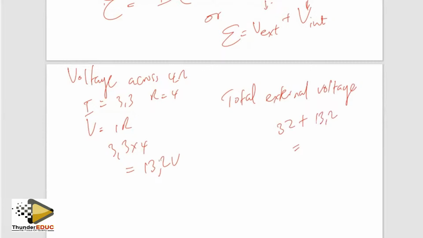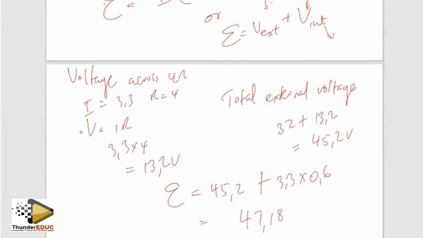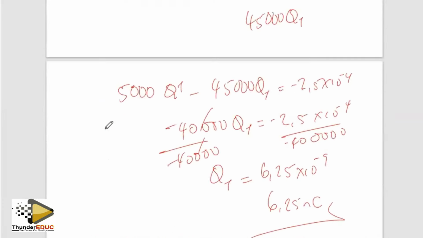32 and 13.2, I'm getting 45.2 volts. Then my EMF is going to be the external, which is 45.2, plus my V internal, which is the current, 3.3, multiplied by 0.6. So this plus 3.3 times 0.6, I end up with 47.18 volts.